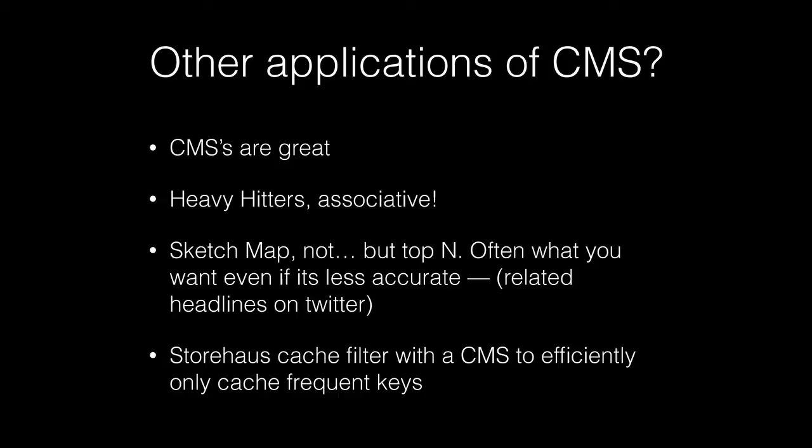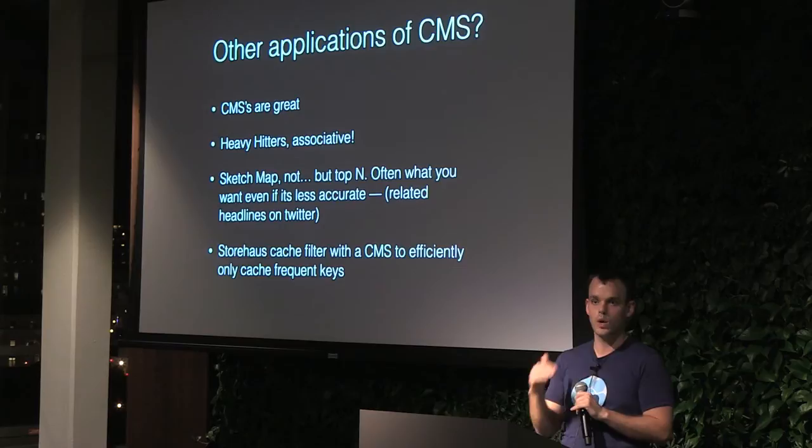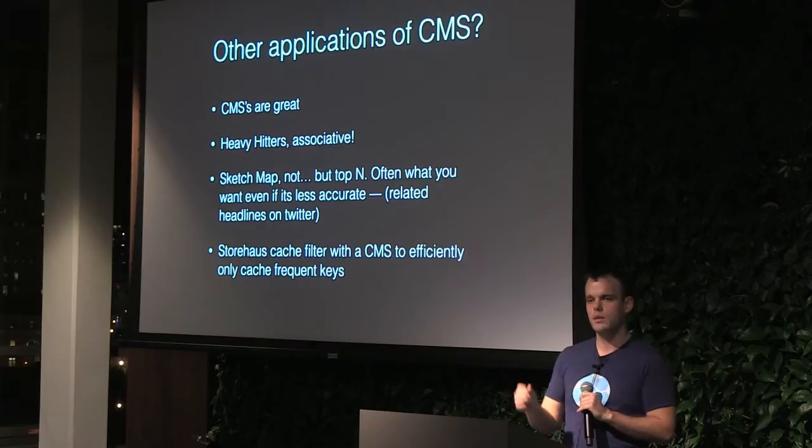So one huge aspect for us at Twitter is with the CMS. The CMS algorithm comes with heavy hitters, which attempts to give you items that are in the CMS above some arbitrary threshold, like 1% of the data. It's a ratio of the data, so it's bounded. But often what we want is top N. Top N, unfortunately, is not actually associative, but it's close enough. This one's used a huge amount for us.